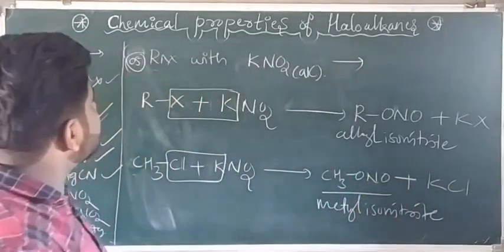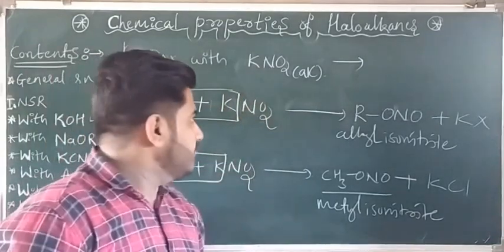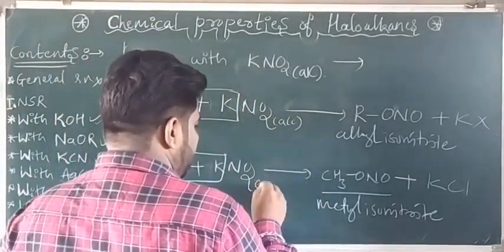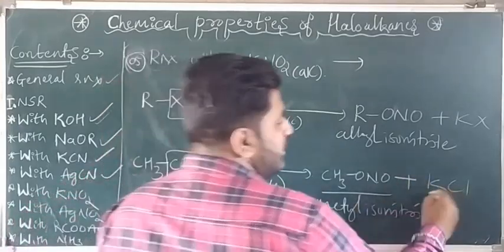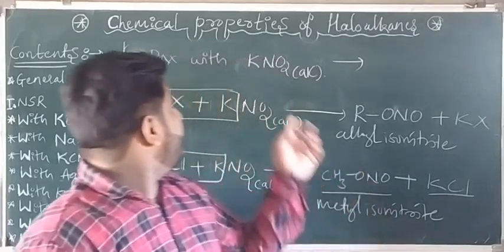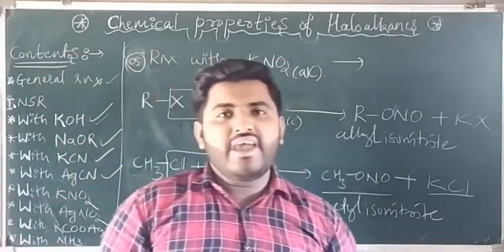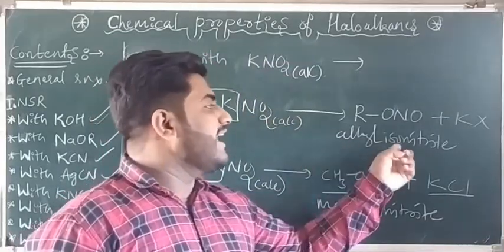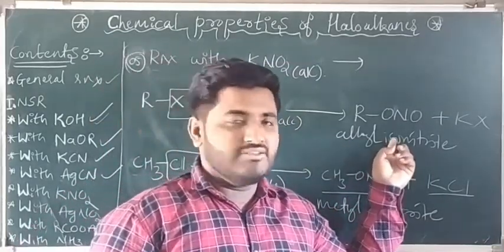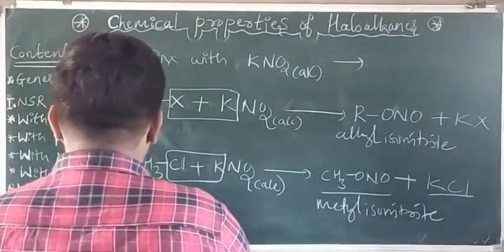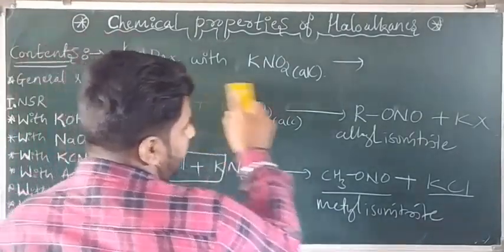Right? So this one is regarding reaction with KNO2. This KNO2 must be alcoholic KNO2. So the KNO2 must be prepared in alcohol. This is a byproduct here. I hope you understood. So carefully remember this one, reaction with KNO2, alcoholic KNO2. What are we getting as the byproduct? Alkyl isonitrite as a byproduct. Right? So next one, reaction with AgNO2 we will see.